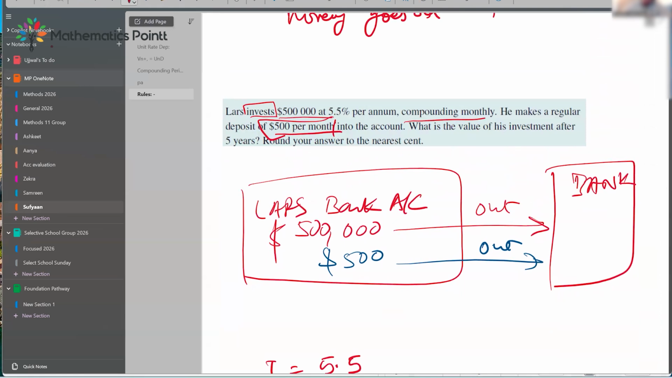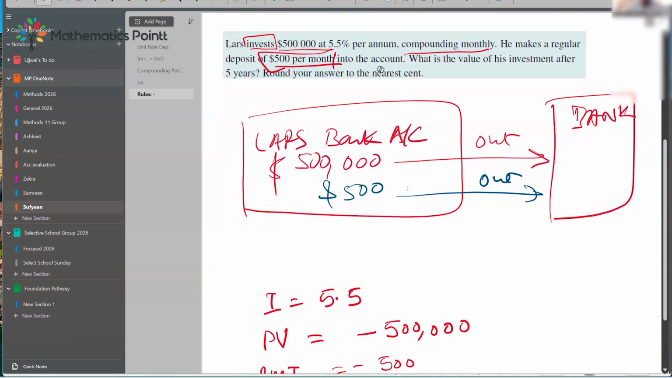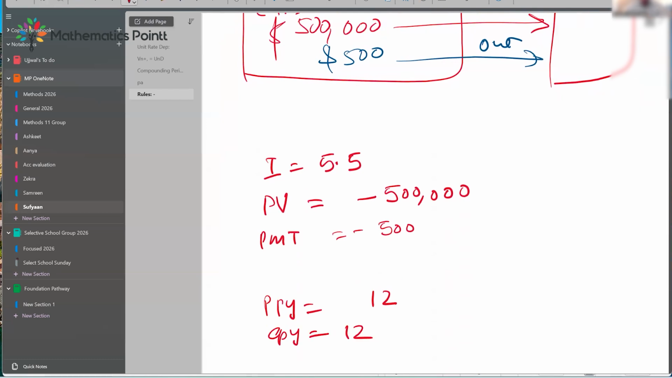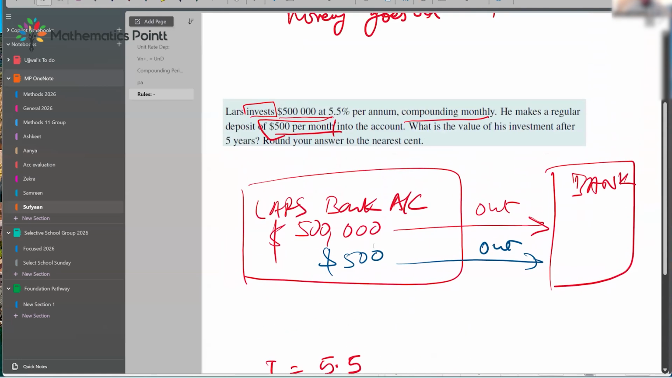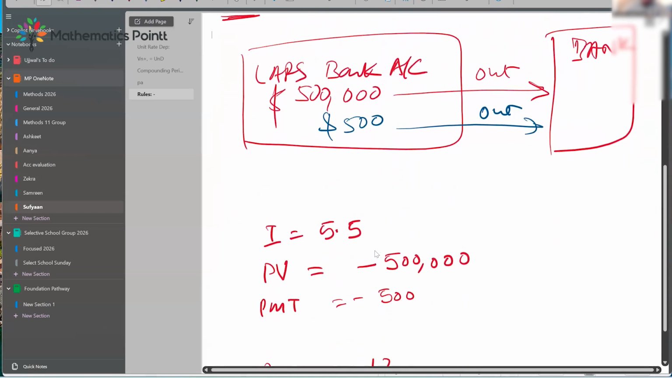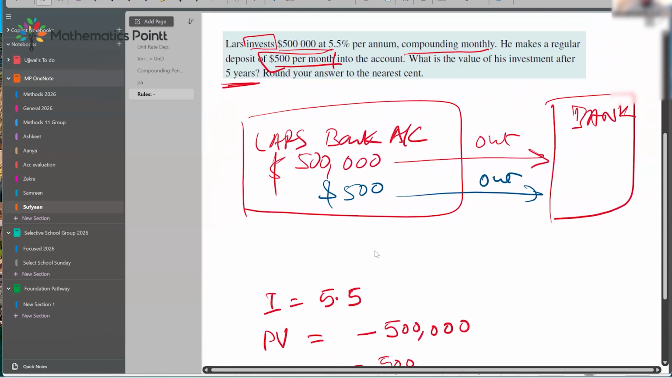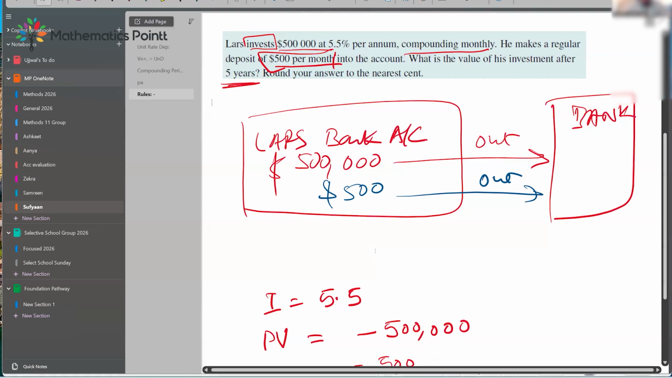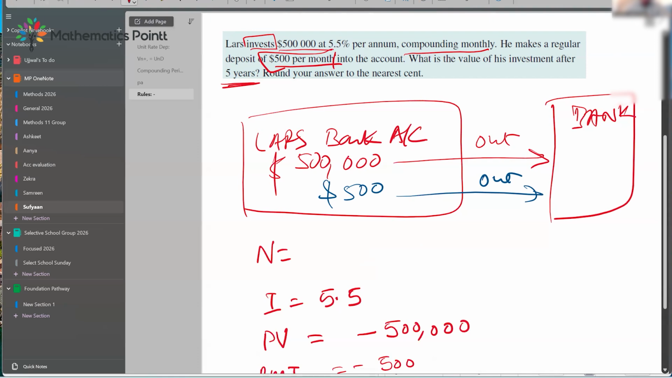Also, please note compounding monthly, which means the CPY value is also 12, the compounding periods per year. He invested for 5 years. When he's invested for 5 years, how many payments is he making? Monthly payments for 5 years means N is 12 times 5, which is 60. N is 60. And then CAS, I'll come down to it, don't worry. Just keep plugging the values.